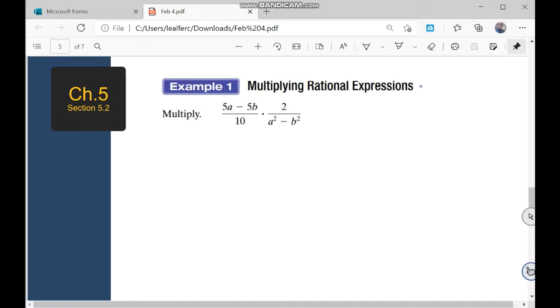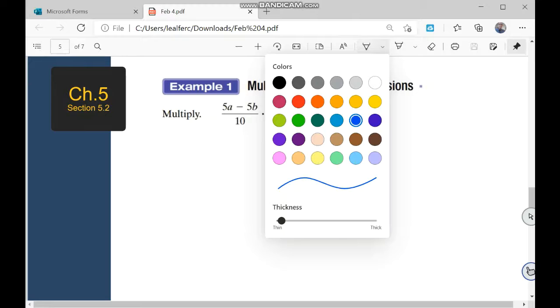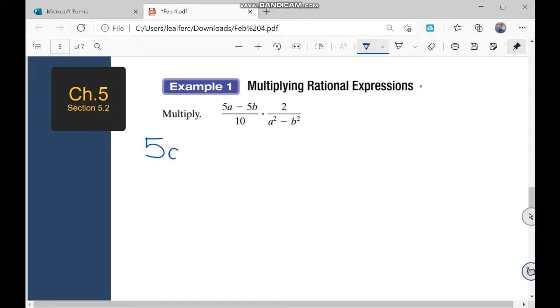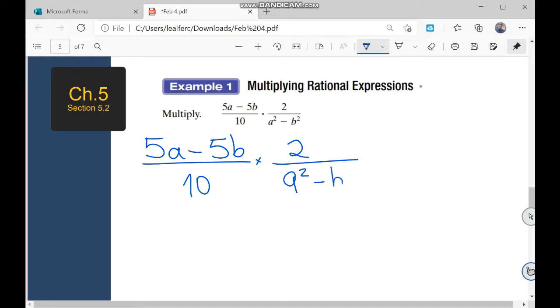And let's see how it works on an example. Okay, we have this example, the expression 5a minus 5b over 10 times 2 over a squared minus b squared.